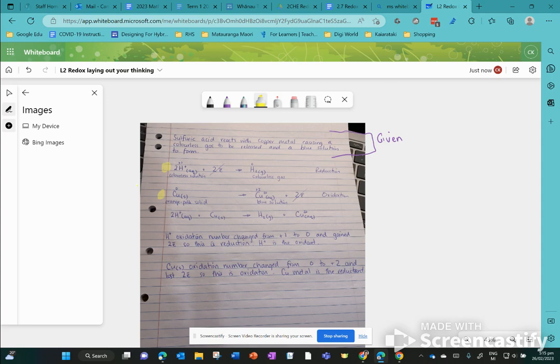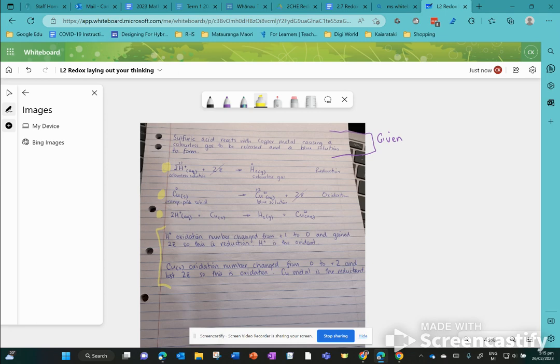I always put the whole equation directly underneath because I find it easier to work with the two half equations as I'm working out how to write my whole equation, and then I put the explanation underneath all of that. It doesn't actually matter where you put them, it's just that I find it easier for my thinking.